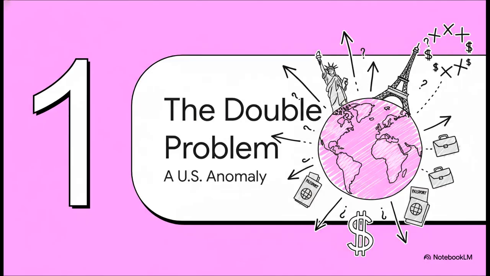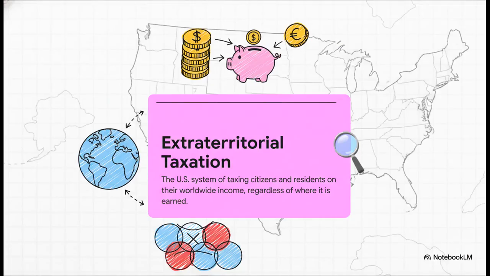All right, Section 1, the double taxation problem, a U.S. anomaly. Before we get into the weeds of the rules, we've got to understand the foundation of this entire issue. It's kind of what makes the U.S. tax system so unique. So here's the deal. Most countries on the planet have what's called a territorial tax system. Basically, if you earn money there, you pay tax there. Simple. But not the U.S.